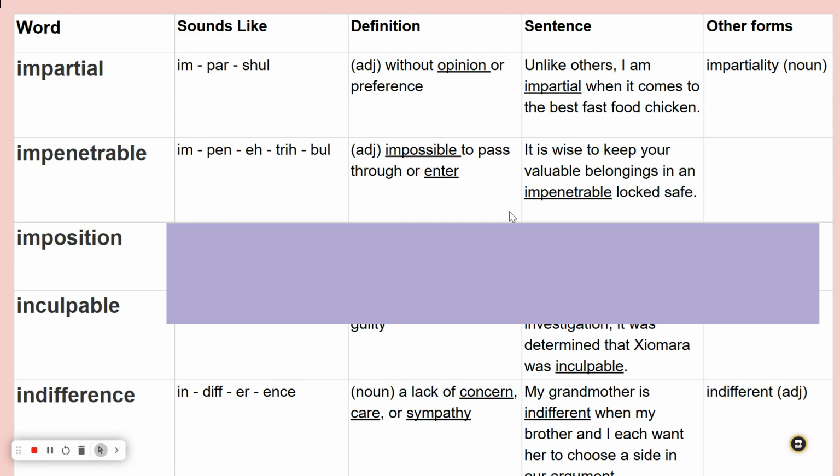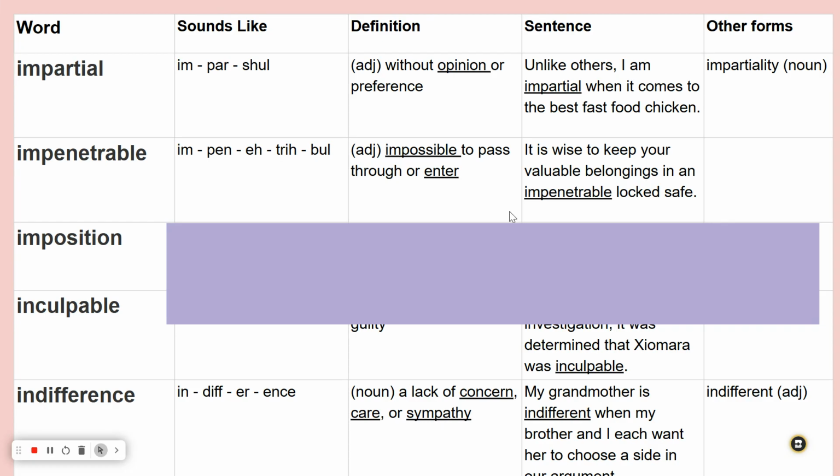Impenetrable. Impenetrable means impossible to pass through or enter. The word penetrate is connected to impenetrable. So if you can't penetrate, if it's penetrable, it means you can pass through. But impenetrable, we add im, and it means the opposite. It is wise to keep your valuable belongings in an impenetrable, locked safe.